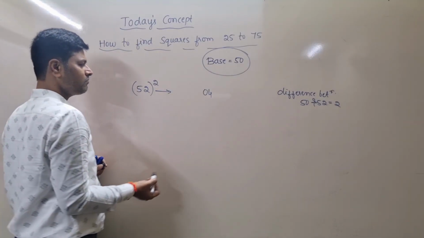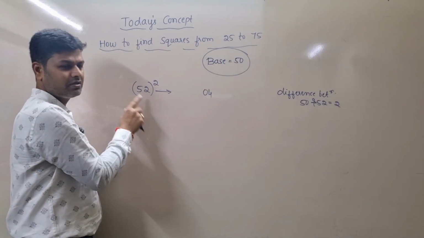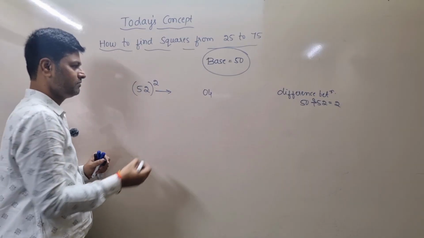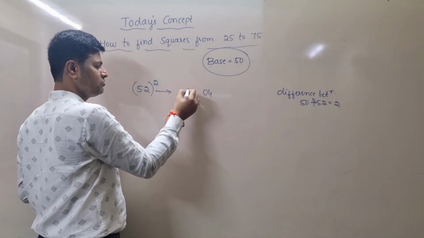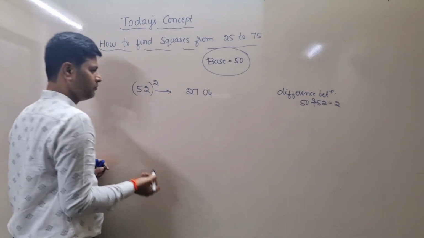Next, second step. Compared to 50, 52 is how much more? That 2 you have to add to 25. So 25 plus 2 is 27. Okay, so now I'll take one more example.